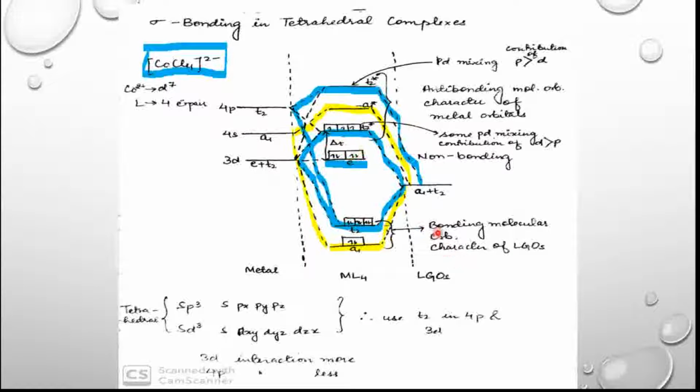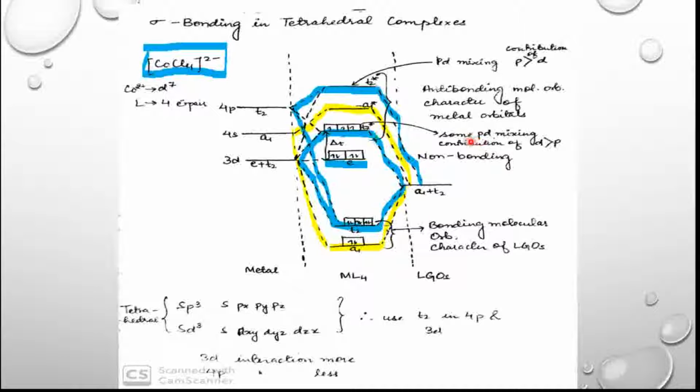So I have written here bonding molecular orbitals, and since they are very close to the ligand group orbitals, they have the characters of the ligands, right? And then you can see these are the non-bonding, and after the non-bonding these are the anti-bonding. This particular anti-bonding is formed by p and d mixing. That means the d orbital and the p orbital will mix, and the contribution of the d orbital would be greater than the p orbital for this first anti-bonding T2 interaction, okay.